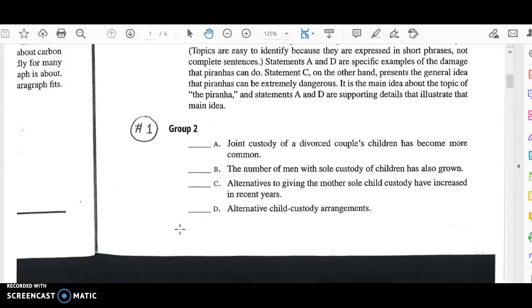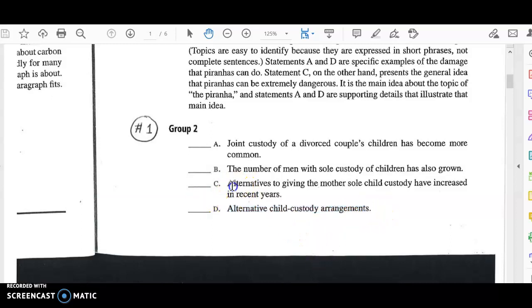So for group 2, the topic is D. So this one right here would be the topic. So this is one you would mark with a T. We know this is the topic because it's the only one that's not a complete sentence. That kind of clues you in here with this set of questions, because the topic is going to be like a short phrase or couple of words or one word, because the topic is just an idea that we're talking about. So alternative child custody arrangements would be our topic.